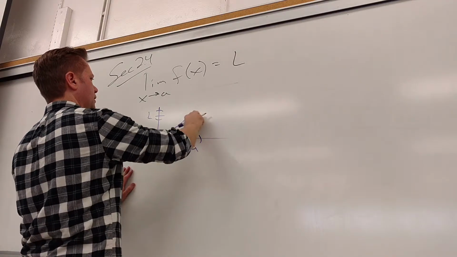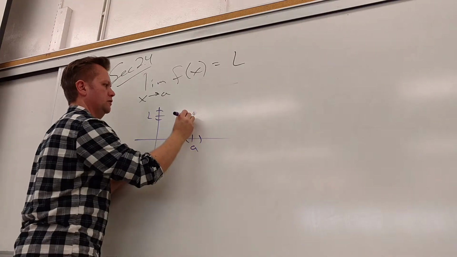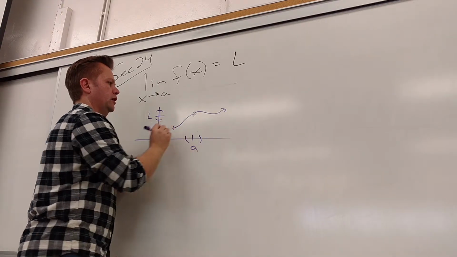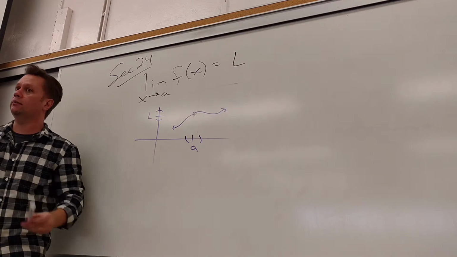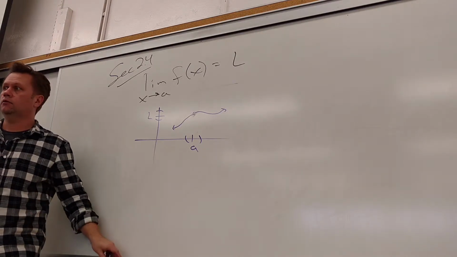So let me just put in general, it could be an open circle there, couldn't it? Yes. Because I'm just talking about a limit here, right? It could be close, who cares? Whatever it does at A, who cares? We're just talking about the limit.